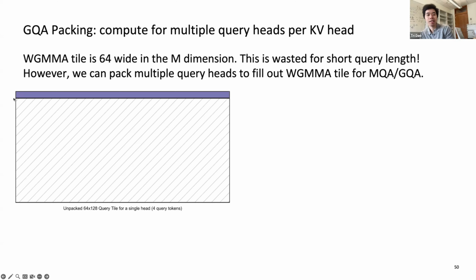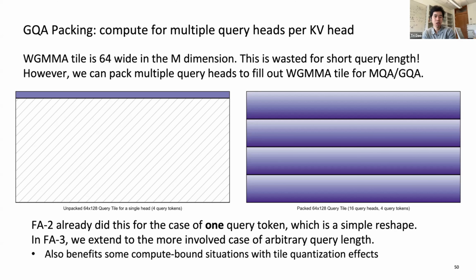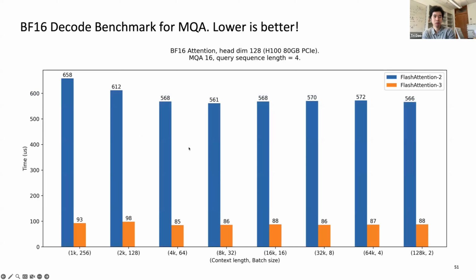But if you have multiple query heads for GQA, you can pack them together into one tile, and then you can use one MMA instruction to compute them. This is called GQA packing, and it's actually helped quite a lot compared to FlashAttention 2. Especially for things like speculative decoding, where you have query length on the order of 4, and you might pack 16 query heads together. Here I'm showing time, so lower is better. So in many cases, GQA packing makes a big difference.